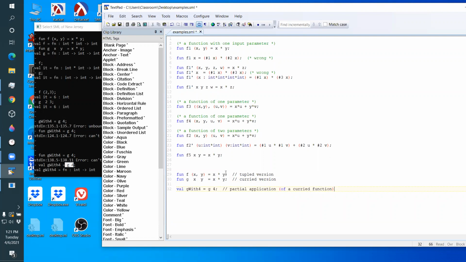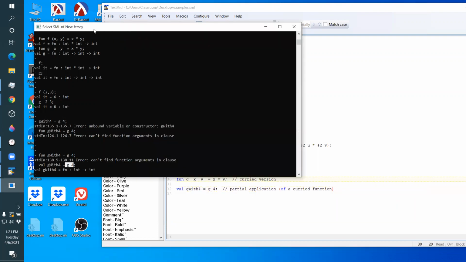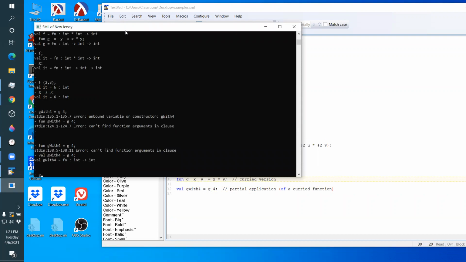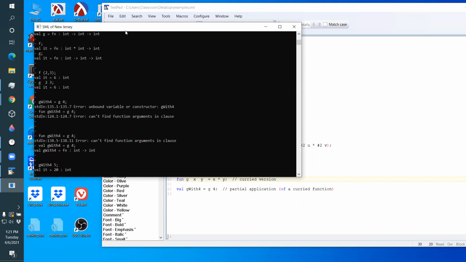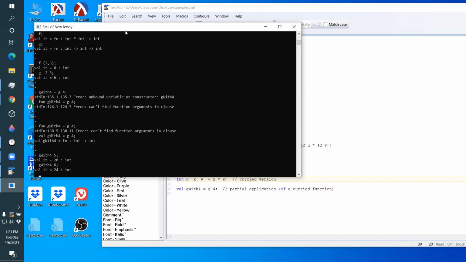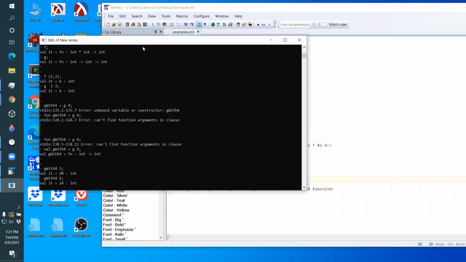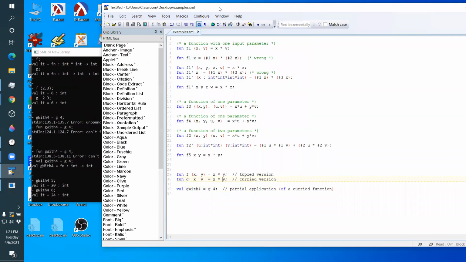Okay. Now, what does that do? That essentially gives a 4 here. So now this G carries with it the 4. So it's going to take 4 times anything else I give it. So now I'll go down here and I'll say G with 4 times 5 is 20. G with 4 times 6 is 24. So G with 4 carries one of its parameters already given to it. Later on, we'll see that you can do very clever tricks with this.